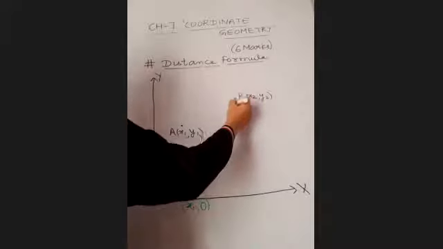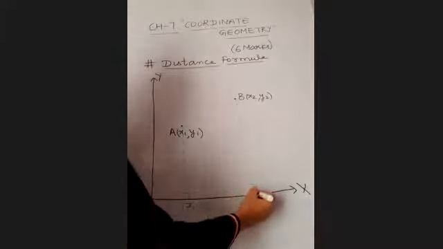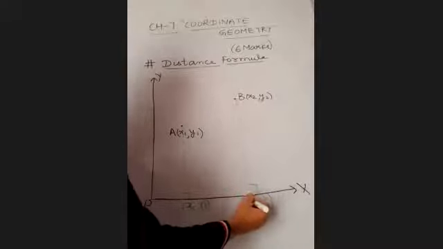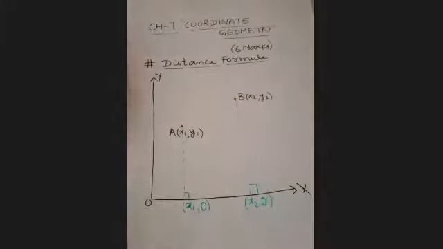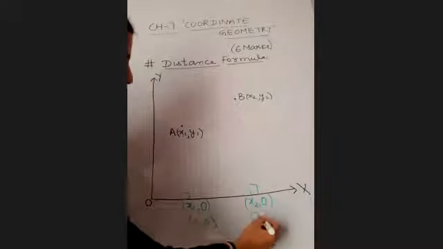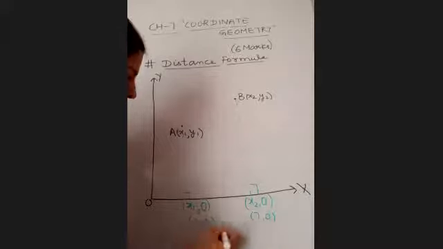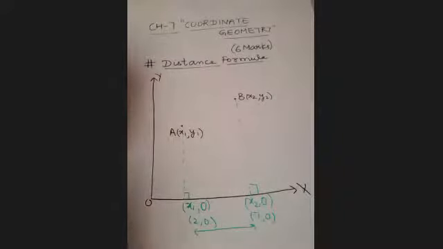Let me drop a perpendicular from B as well. What will be the coordinates? (x2, 0). Clear? Now suppose instead of (x1, 0), this is some point (2, 0), and this is some point (7, 0). What is the distance between these 2 points, children? 5 units.